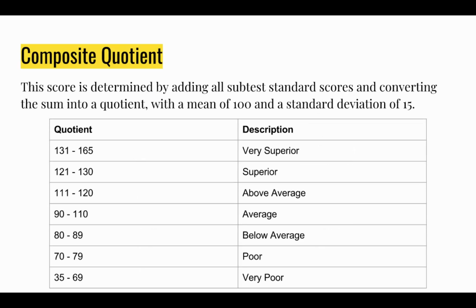A composite quotient is also given by adding all of the subtest standard scores and converting the sum into a quotient. And in this way, the TACL has a mean of 100 and a standard deviation of 15. Each composite quotient also has a descriptive rating.